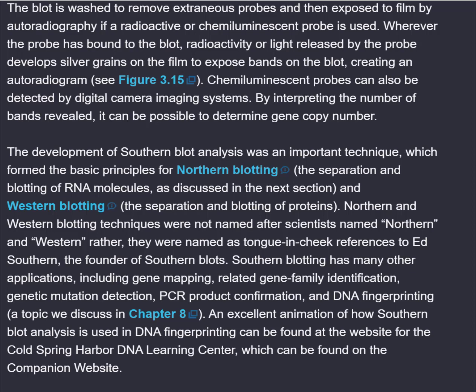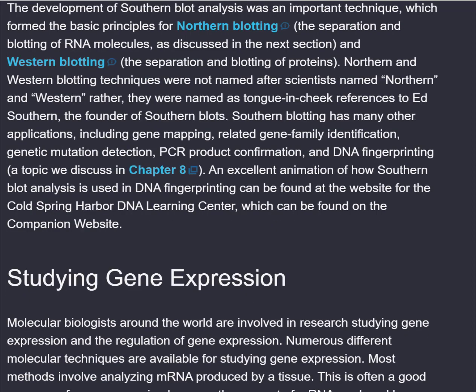See Figure 3.15. Chemiluminescent probes can also be detected by digital camera imaging systems. By interpreting the number of bands revealed, it can be possible to determine gene copy number. The development of Southern blot analysis was an important technique, which formed the basic principles for Northern blotting, the separation and blotting of RNA molecules, as discussed in the next section, and Western blotting, the separation and blotting of proteins.